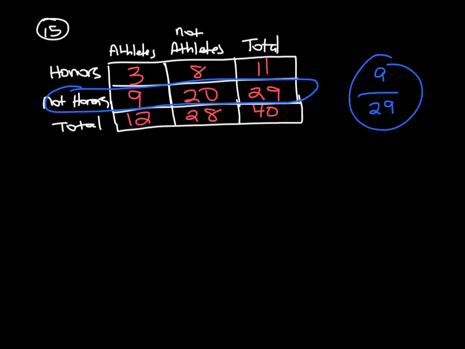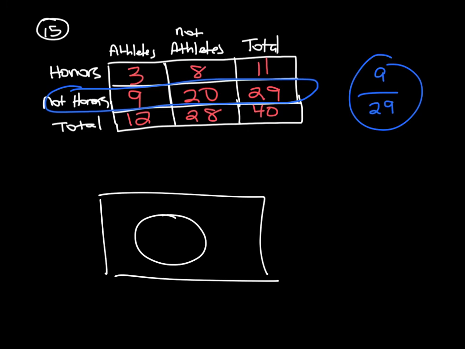Right, if you wanted to do it through a Venn diagram as well, I'll just quickly do that. So we can make a Venn diagram, and we would have our honor students and our athletes. And when they tell us that there's a total of 40 students, we would put that on top. They told us that 11 of these students are honors, so we'll put an 11 on top of the honor circle, and 12 are athletes, so we'll put a 12 up here. All right, if 3 of the honor students are also athletes, so 3 are both.